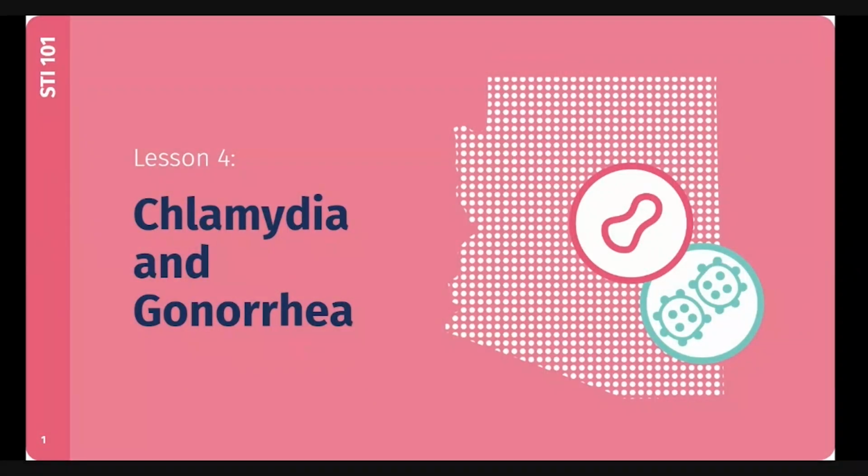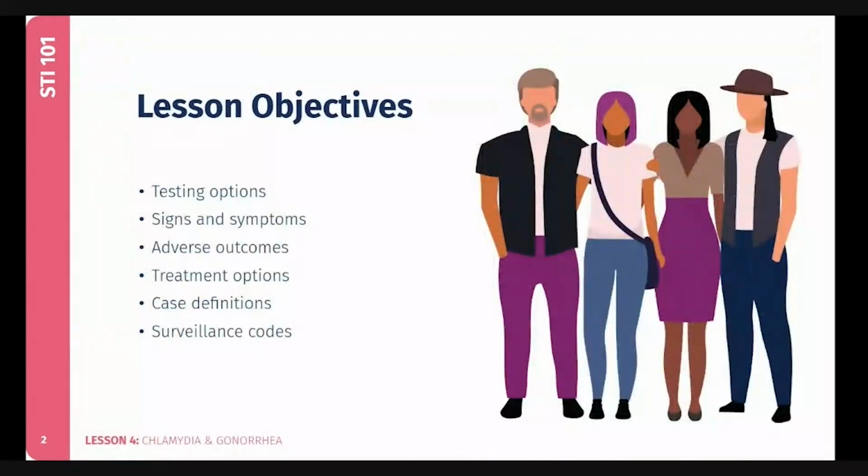Now that you have an understanding of the body parts involved in STI transmission, we are going to take a closer look at chlamydia and gonorrhea. In this lesson, we will focus on chlamydia and gonorrhea, exploring the testing options available, signs and symptoms of the infection, adverse outcomes of untreated infections, and treatment options available.